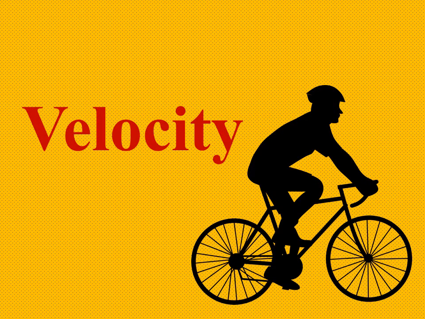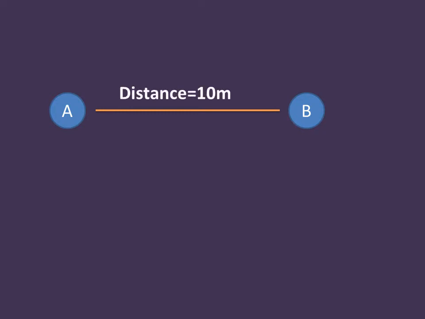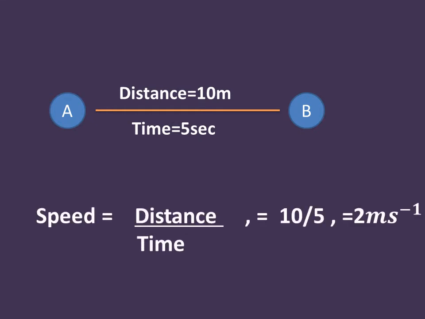Today our topic is velocity. First of all, we consider 2 points A and B. Distance between these 2 points is 10 meter. If a body covers a distance of 10 meter in 5 seconds, we can find its speed.